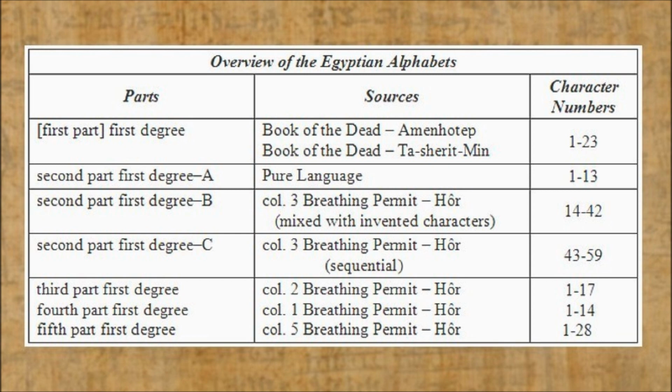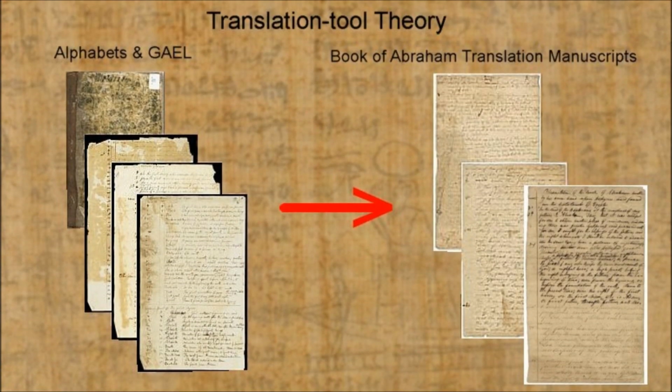The characters do not match because the characters come from other sources, like the Amenhotep and Talsheret Min papyri, as well as the pure language document, and deal with other subjects that later provide inspiration for Joseph Smith's dictation of the Book of Abraham, where they are transmuted into a different context. The alphabets in Gale constitute an independent translation, separate from the Book of Abraham.